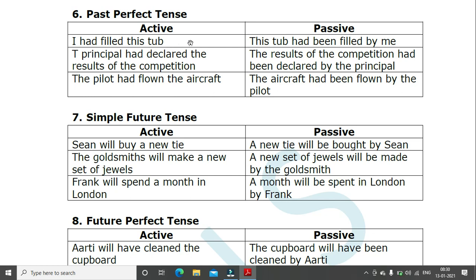The pilot had flown the aircraft. So your action is had flown. So you start with the aircraft. The aircraft had been flown by the pilot.